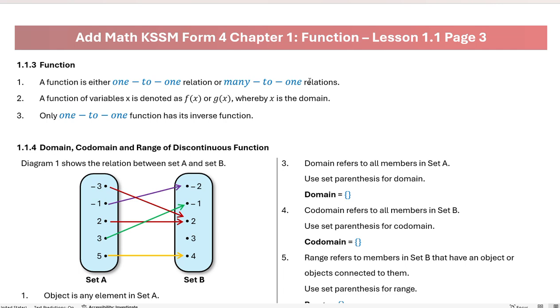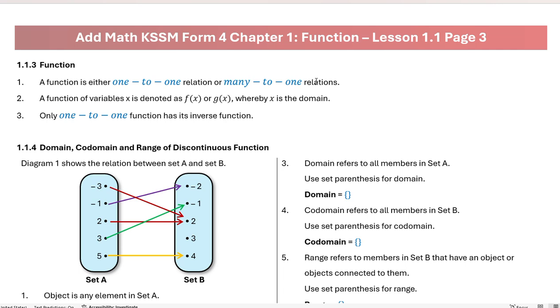What is a function? That's why we started with relation, because only certain types of relation can be considered as a function. I repeat, only certain types of relations can be considered as a function. Number one, a function is either a one-to-one or many-to-one relation. Make sure you get that very, very clear.